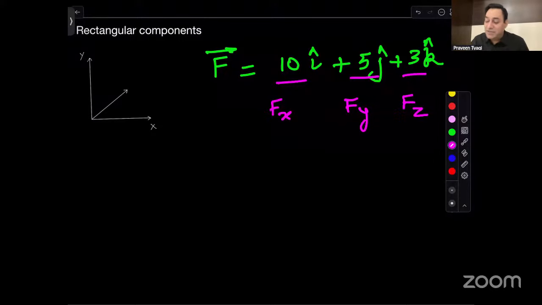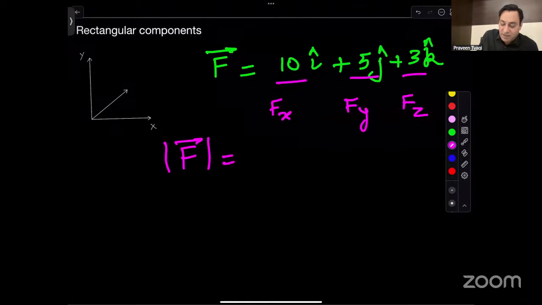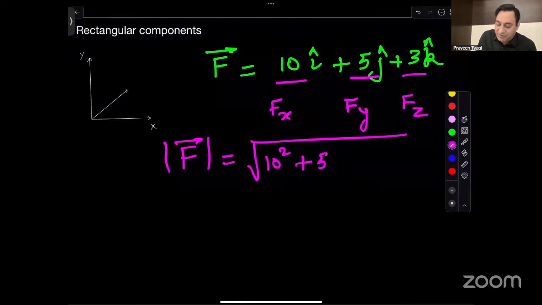So please be patient. Now, if I want to find the magnitude of this force, the magnitude will be root of 10 square plus 5 square plus 3 square. All this you should know.